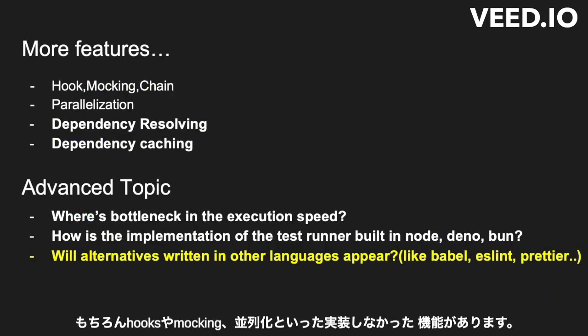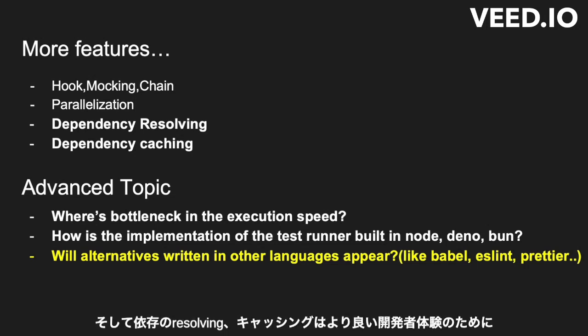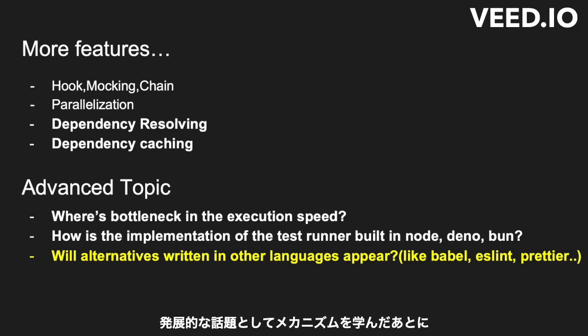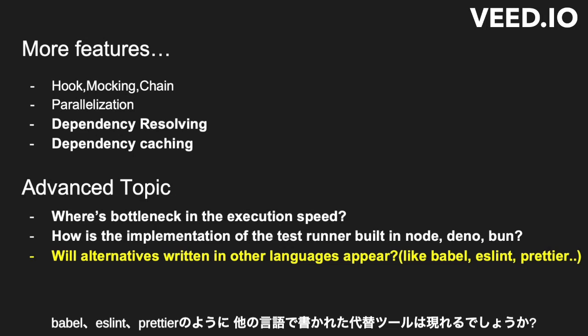Of course, there are a lot of features we didn't implement, like hooks, mocking, parallelization, dependency resolving, and caching, which are essential features for better DX. It's an advanced topic. Considering these things would be interesting after learning the mechanism. Where's the bottleneck in the execution speed? How is the test runner built in Node, Deno, and Bun implemented? Will alternatives written in other languages appear, like Babel, ESLint, and Prettier?